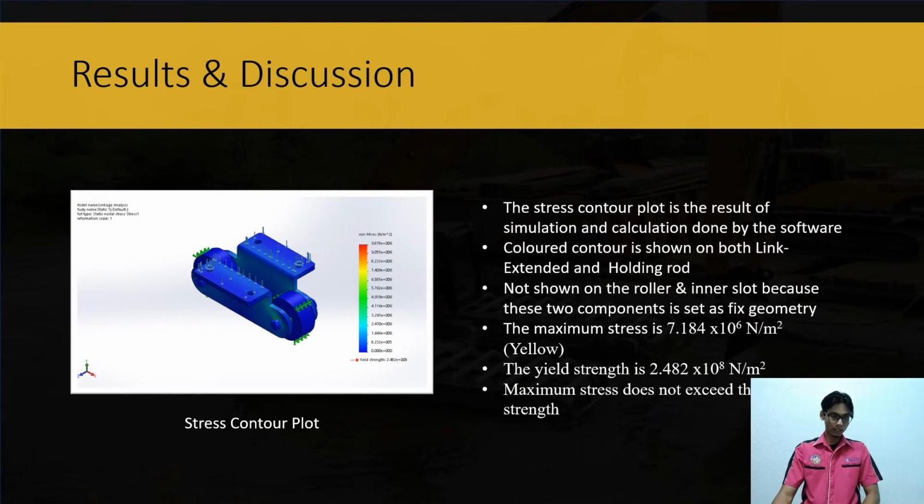fixed geometry. As we can see from the pattern here, the maximum stress is 7.184 to the power of 6 Newton per meter squared, which is indicated by the yellow region. And we know that the yield strength of cast carbon steel is 2.482 to the power of 8 Newton per meter squared. So we can say that the maximum stress does not exceed the yield strength of the component.